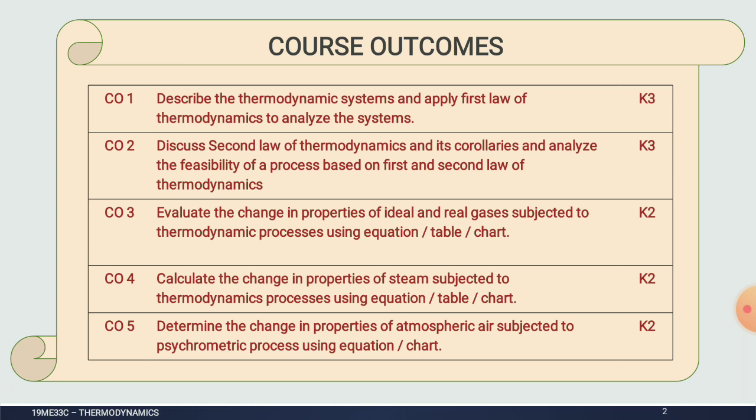Okay, then the fifth unit is related to psychrometric process, which is nothing but air conditioning process. The principle is used in AC and fridge, etc. Okay, these are the course outcomes.